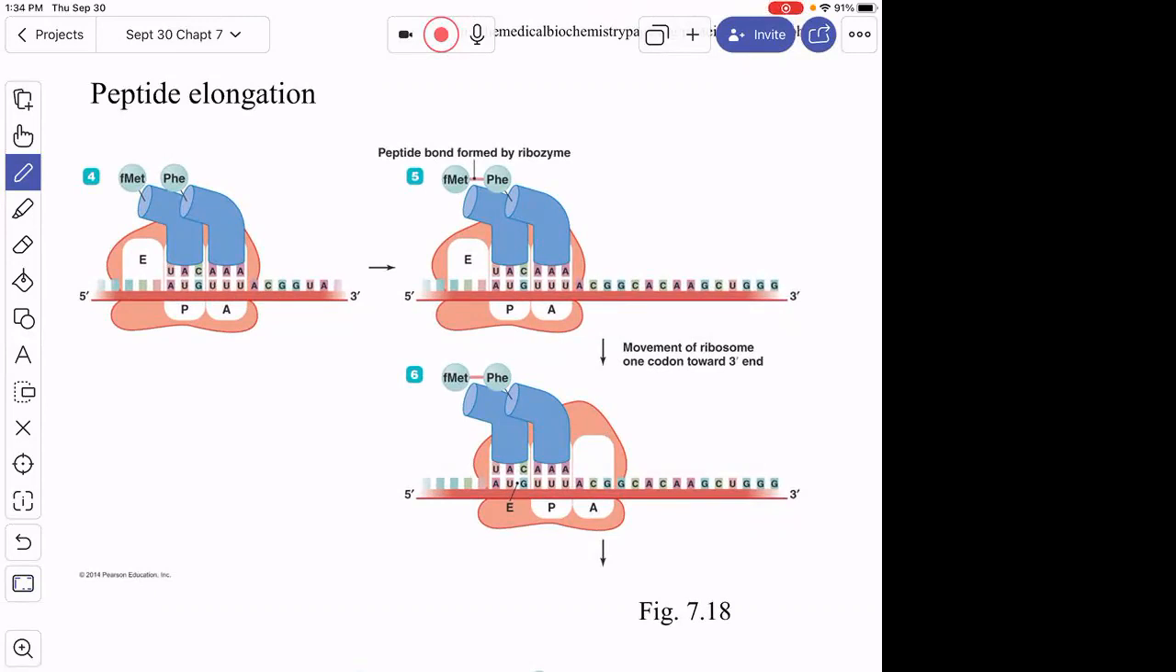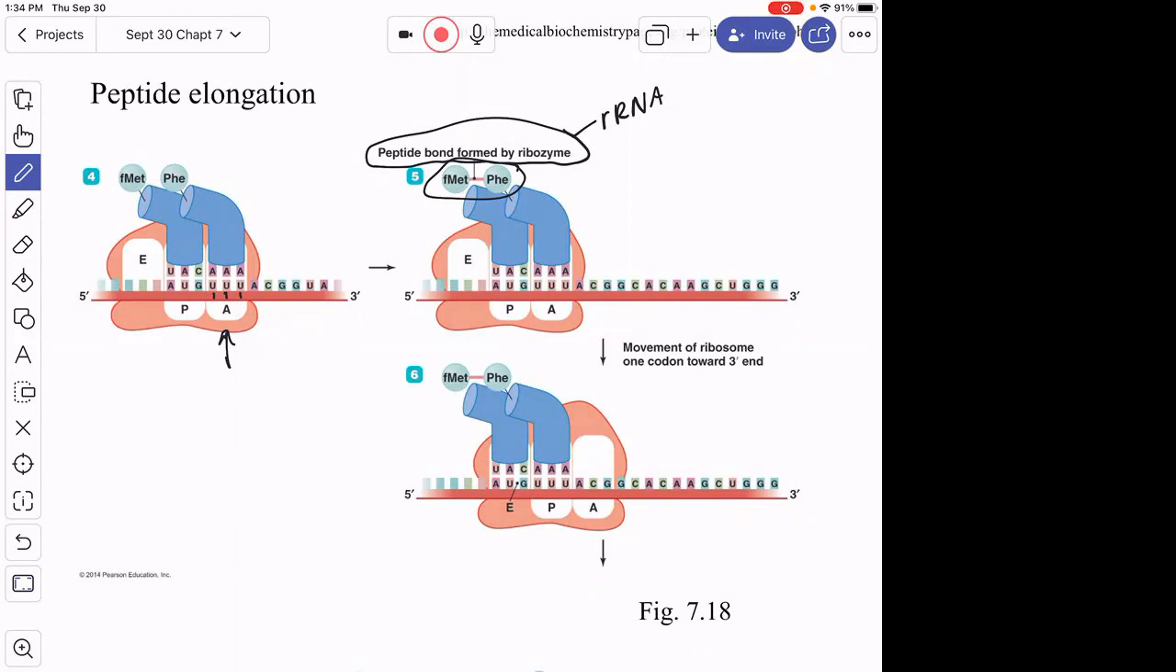the new ones just come in and enter at the A site, the charged tRNAs. Again, don't memorize what matches up with UUU, but here it happens to be phenylalanine. Those enter into the A site. Peptide bonds are then formed by ribozyme. Remember, ribozyme is ribosomal RNA that acts as an enzyme within that ribosome. It forms a peptide bond between those two amino acids, and then it shifts into the P site.